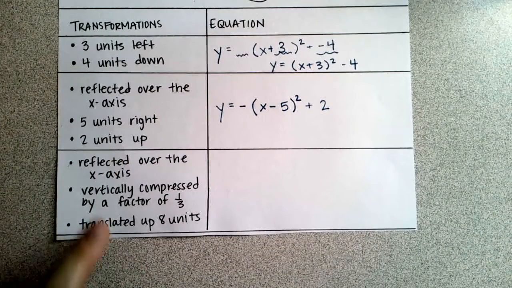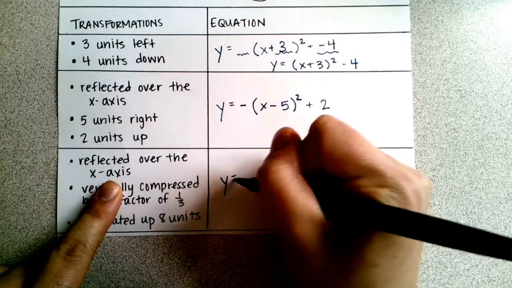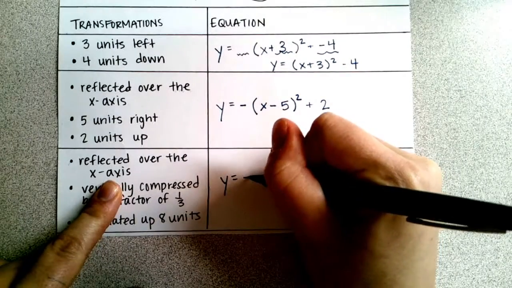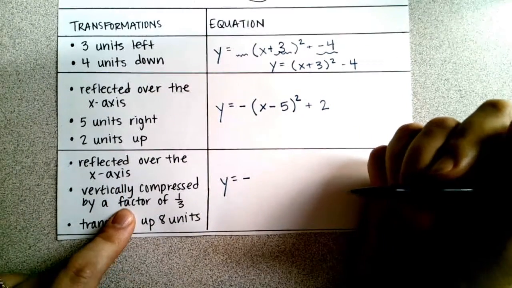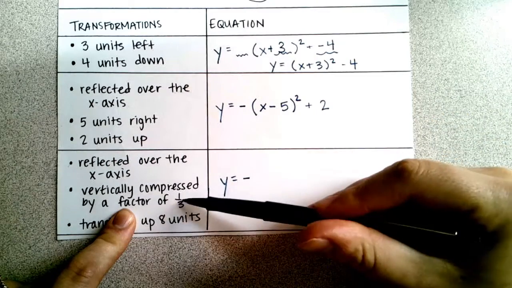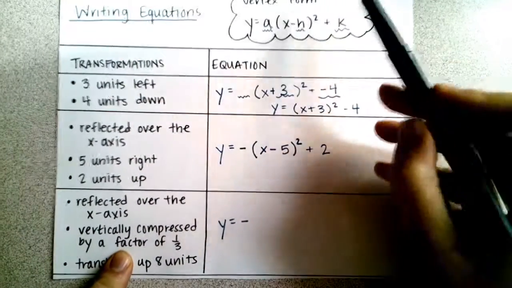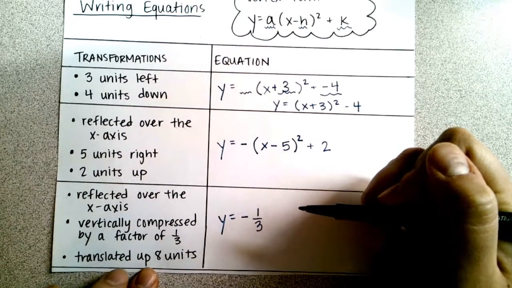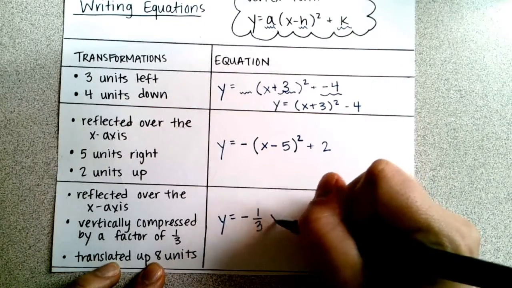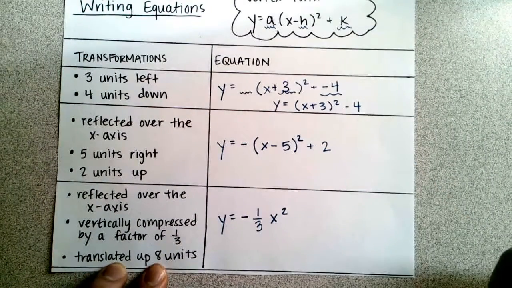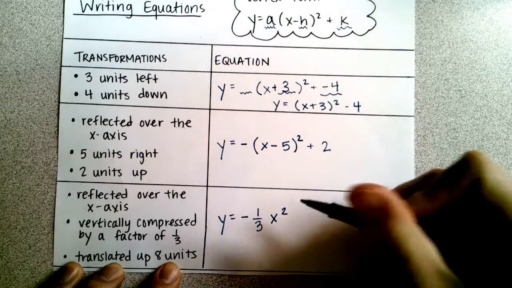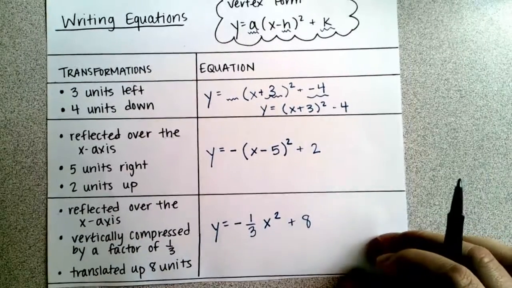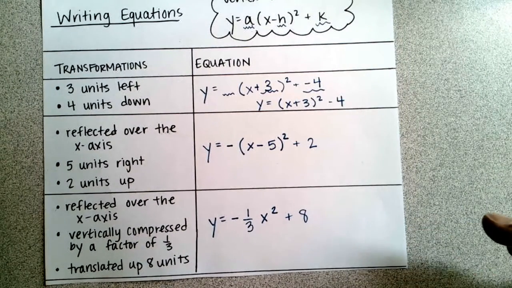Okay. On this last example, we have y equals, and then our parabola was reflected over the y-axis, so that tells us we need a negative a value. It was vertically compressed by a factor of 1/3. That still is also our a value. So our a value would be -1/3. It doesn't say it was moved left or right, so we don't have anything to add on to the x in those parentheses. But then it was translated up 8 units, so plus 8. So if I give you the transformations, can you write the equations?